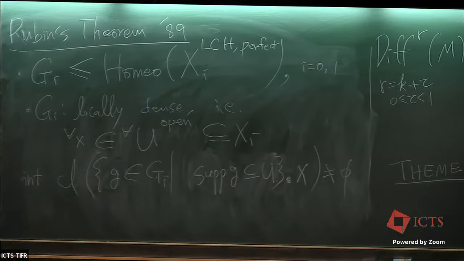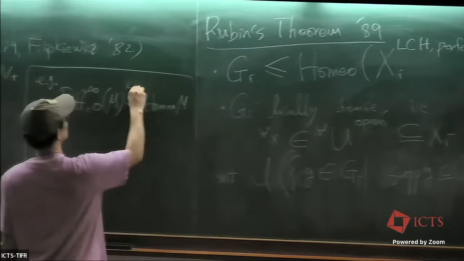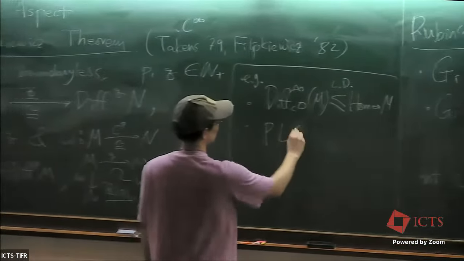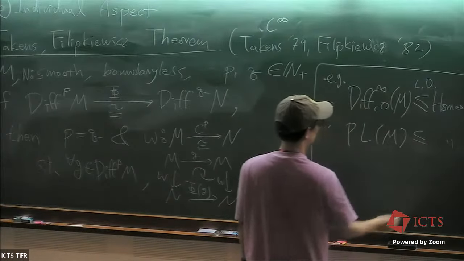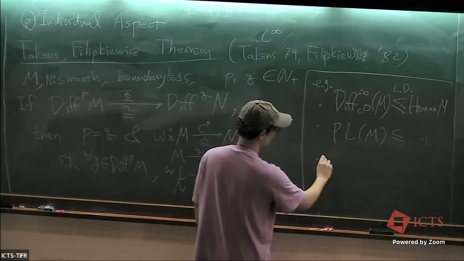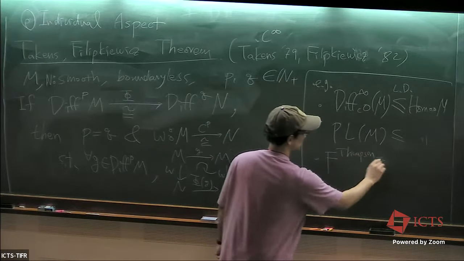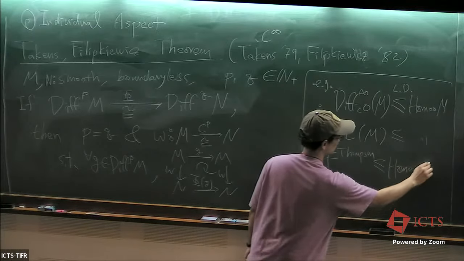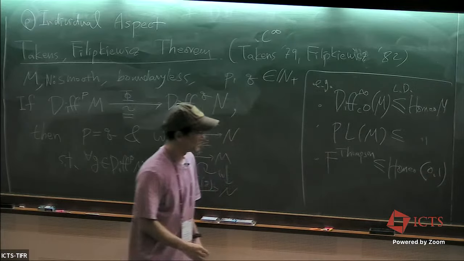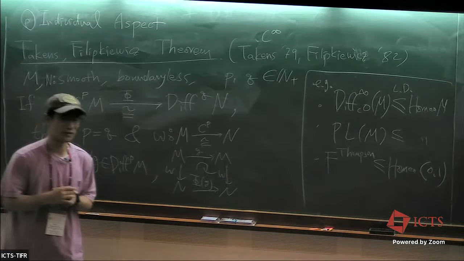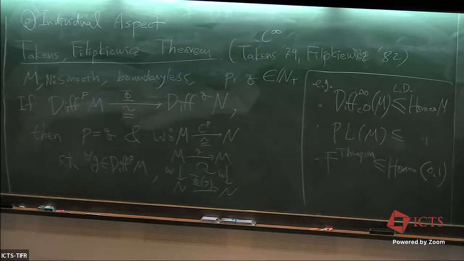For example, you can consider any, say, C infinity compactly supported diffeomorphism group, which is locally dense. Or any PL diffeomorphisms, locally dense. Or even, if you know what this is, Thompson's group F. Homeo of the open interval is not locally dense at the endpoints, but on the open interval, it is locally dense. So many groups that we are interested in have this property, and this is a hypothesis.